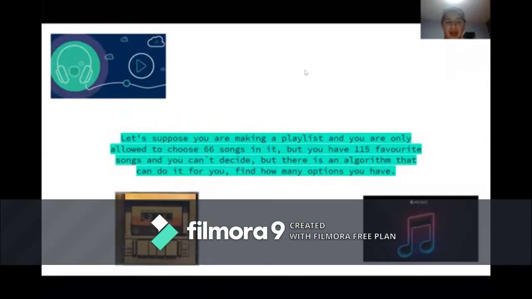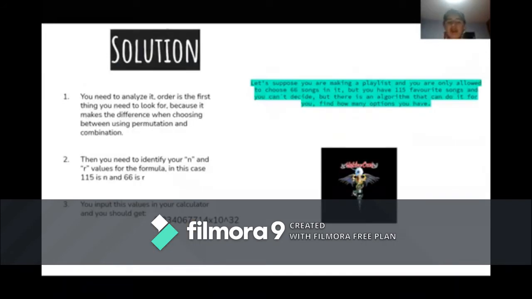Combination example. Let's suppose you're making a playlist and you're only allowed to choose 66 songs in it, but you have 115 favorite songs and you can decide. But there is an algorithm that can actually do it for you. Find how many options you have. Well, here's the solution. First, you need to analyze it. The first thing you need to look for is whether the order matters or it doesn't, because it makes a difference when choosing between using permutation and combination.